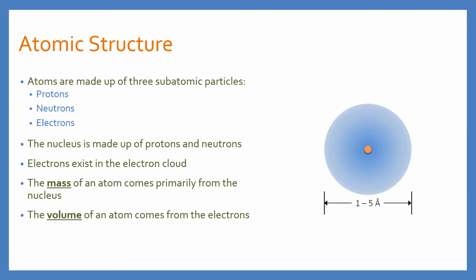So if an atom is 1 to 5 angstroms across, the size of a nucleus is approximately 0.0001 angstroms. So obviously this picture is not drawn to scale, but the nucleus is very tiny compared to the electron cloud, which is kind of weird when you think about the fact that the nucleus is where all the mass of the molecule is.